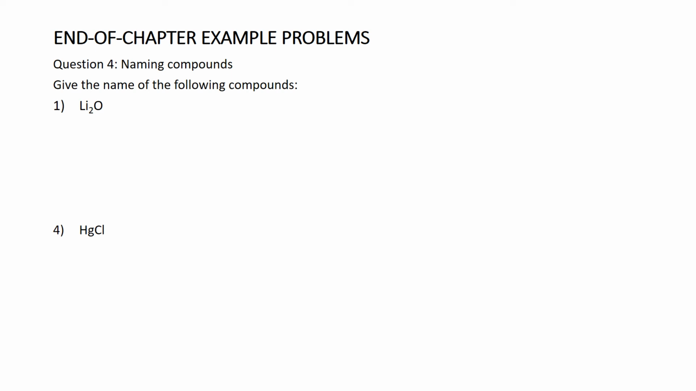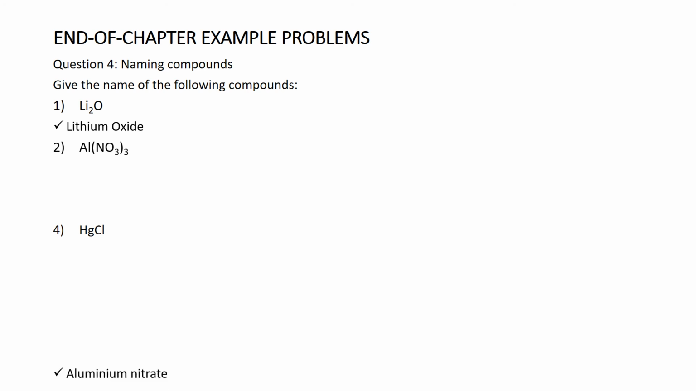And then question 4, which should be question 5, naming compounds. So how do we name Li2O? First of all, we look at the different elements that make up the compound. So we have 2 lithiums and 1 oxygen, but we would not write dilithium oxide, because remember I said the prefixes only work in monoatomic anions.